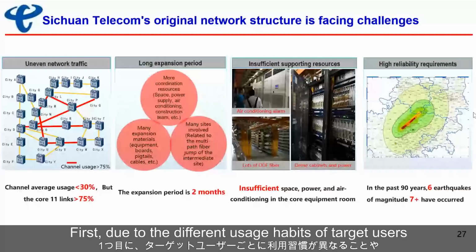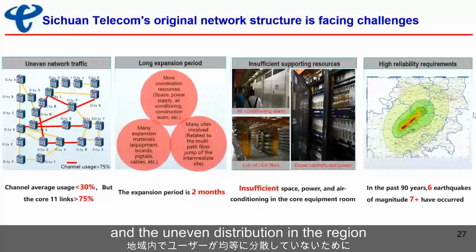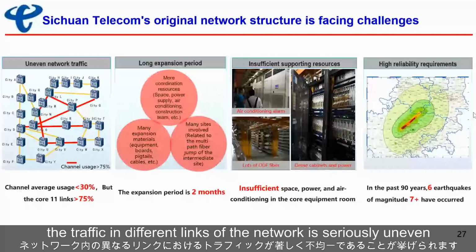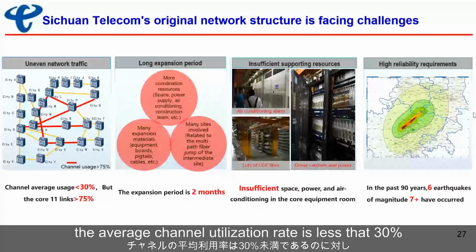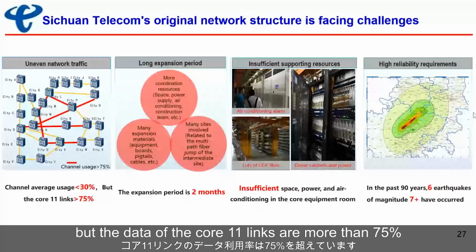At the same time, the emergence of new services such as 4K and 5G brings great challenges to the network. First, due to the different usage habits of target users and the uneven distribution in the region, the traffic in different links of the network is seriously uneven. In Sichuan Telecom, the average channel utilization rate is less than 30%, but the data of the core 11 links are more than 75%.